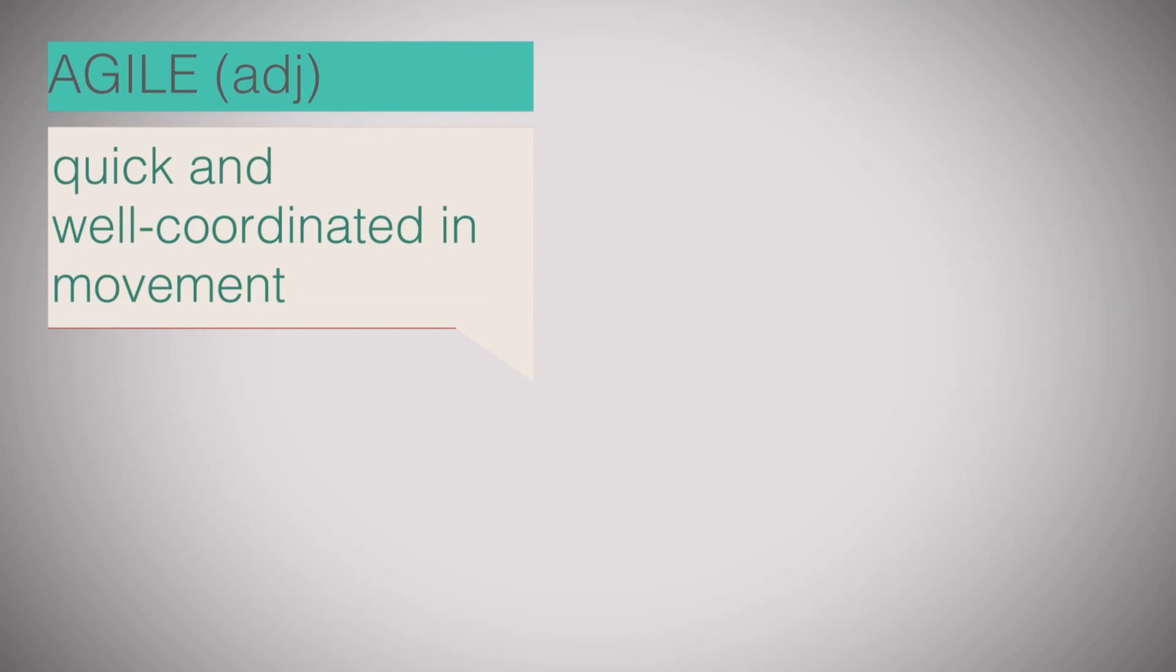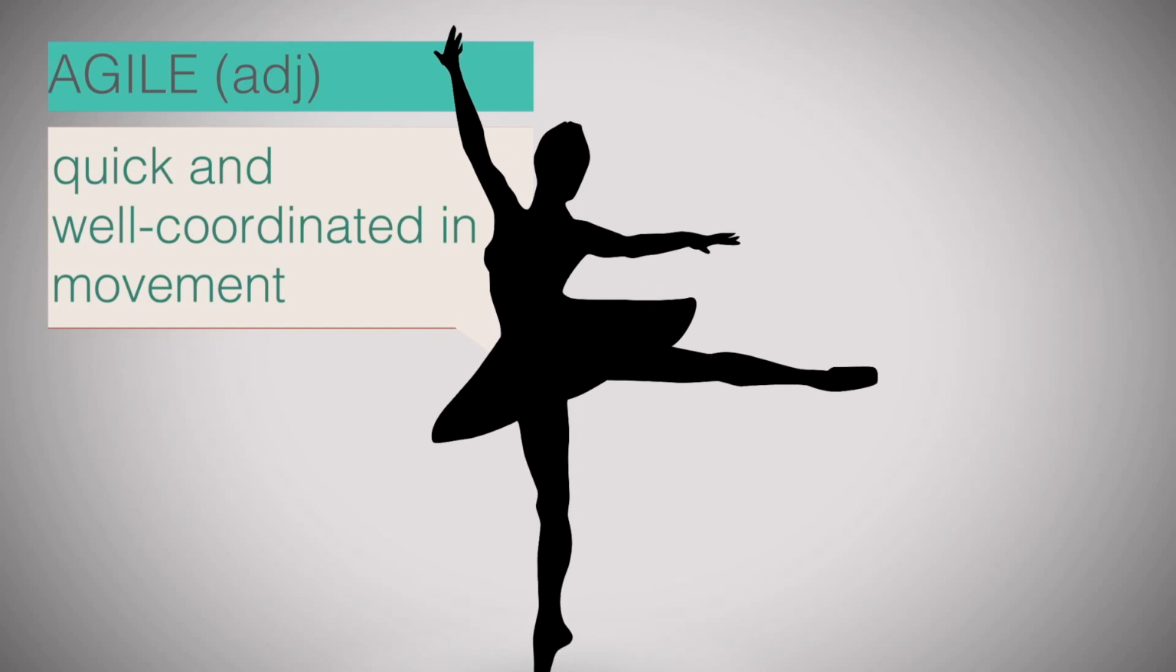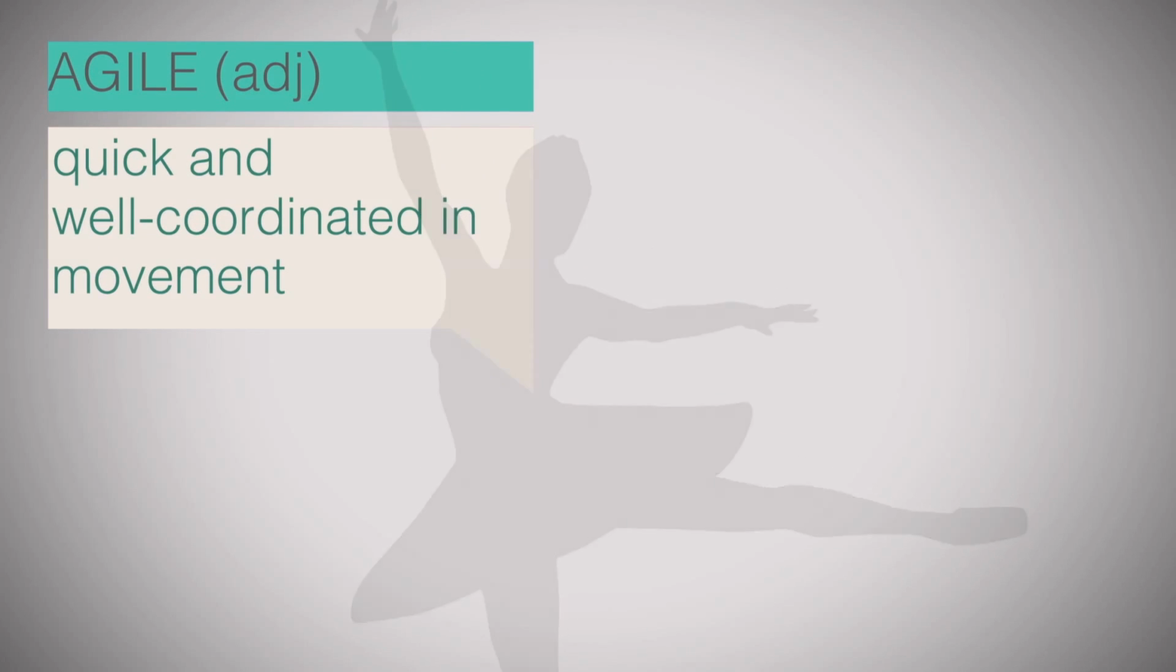Agile. Agile is an adjective describing that which is quick and well coordinated in movement. For example, the ballerina was agile and graceful in every move.